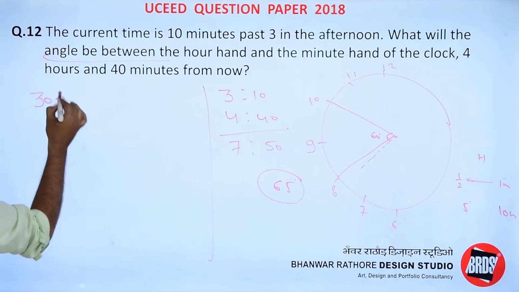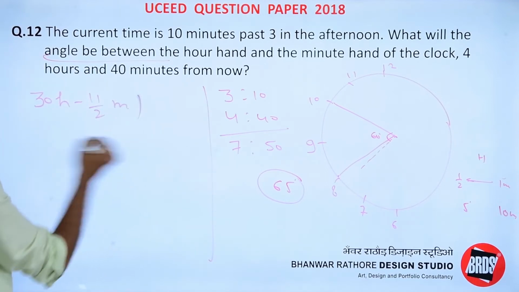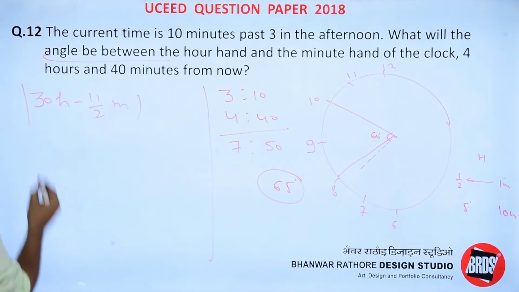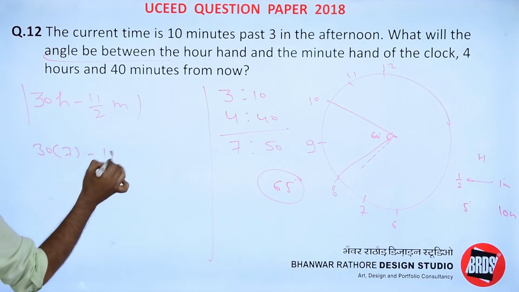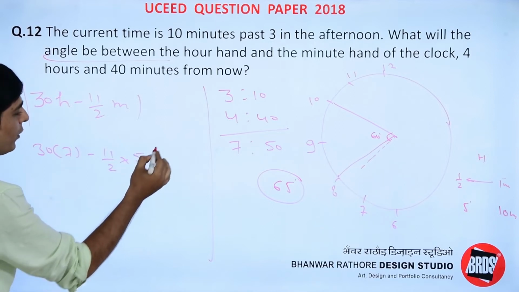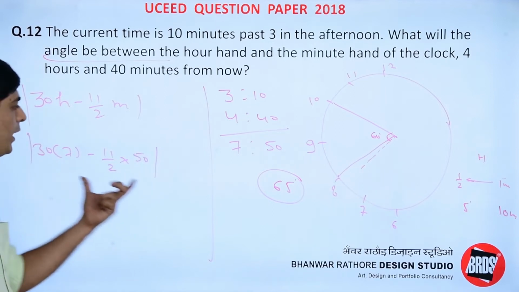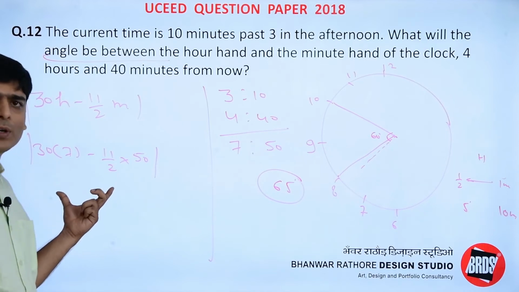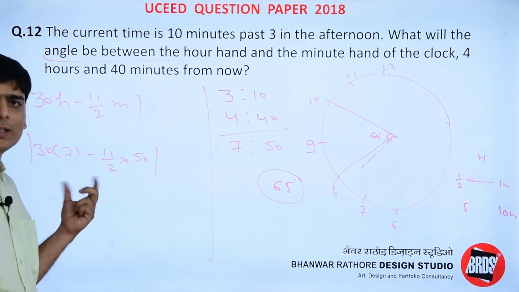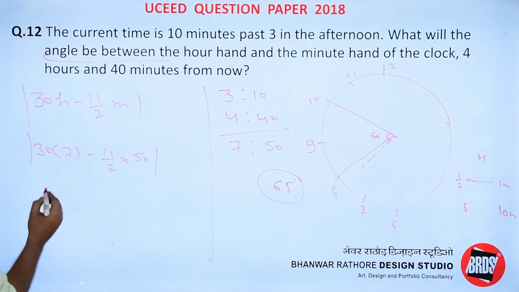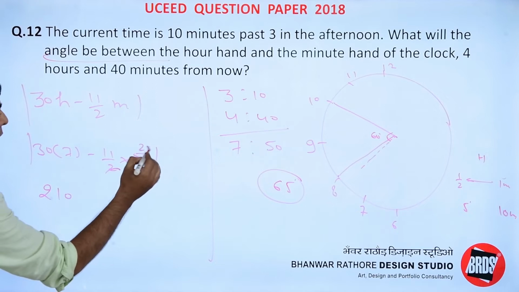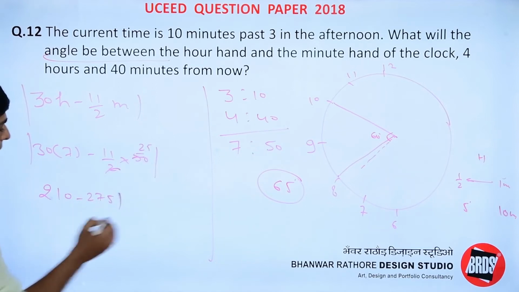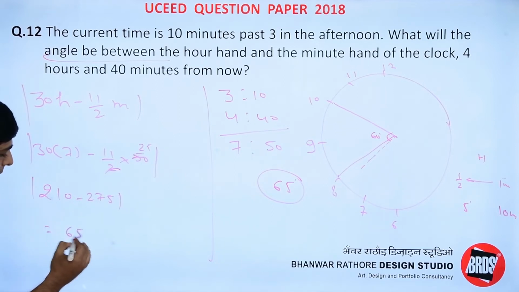There is a shortcut: 30h minus 11 by 2 m, where h is the hour and m is the minute. So 30 into 7 minus 11 by 2 into m, where the value of m is 50. This is a modulus. The quantity should be positive and should be less than 180. In case you get an amount greater than 180, then subtract this quantity from 360. So this would be 210 minus 25 into 11, which is 275. So the quantity would be negative 65. As we have discussed, this is a modulus, so the quantity would be positive. So the answer would be 65.